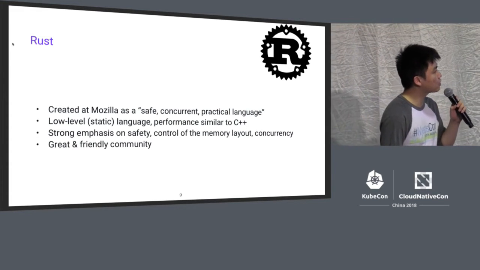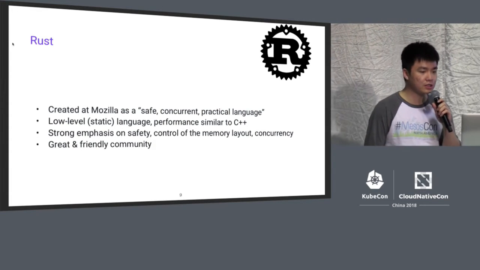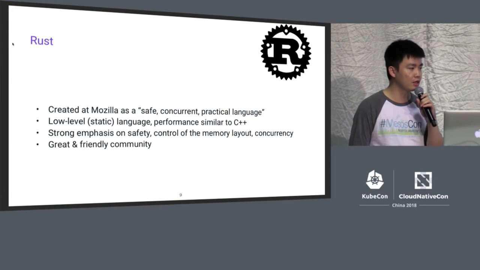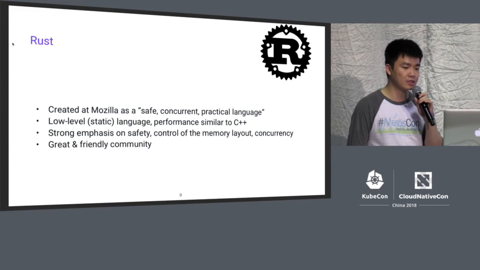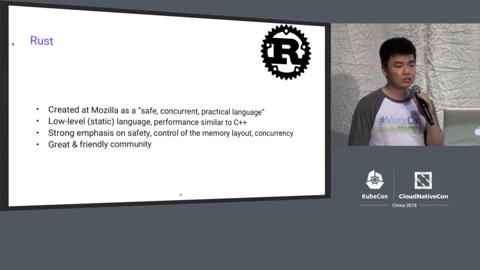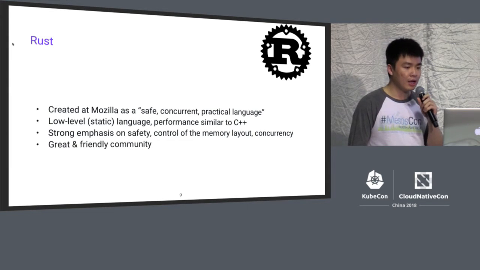Right now, a quick introduction about Rust. So we use Rust with Scaffold on Kubernetes, and it's created by Mozilla, which is safe, and it handles concurrency, and it is a practical language. It is also a low-level language, and performance is similar to C++. Yeah, this is some base information.